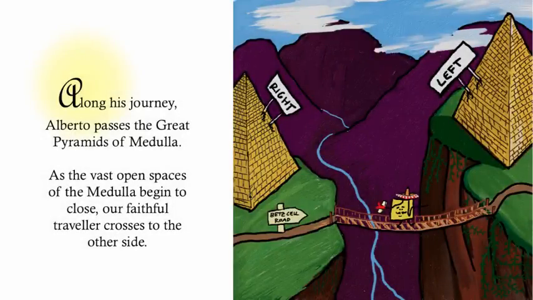Along his journey, Alberto passes the great pyramids of medulla. The vast open spaces of the medulla begin to close. Our faithful traveller crosses to the other side.